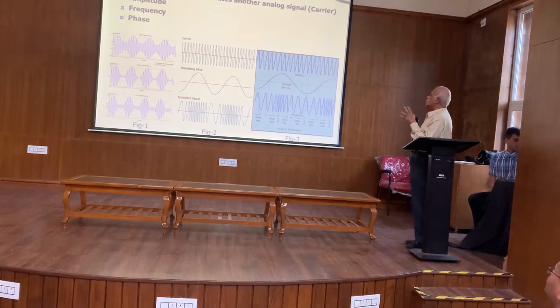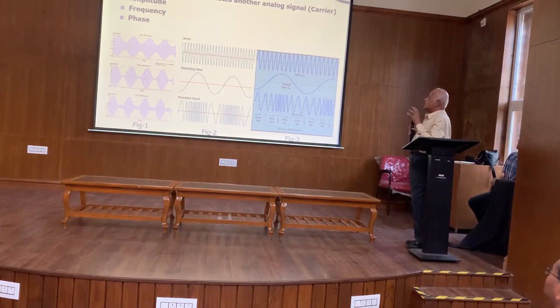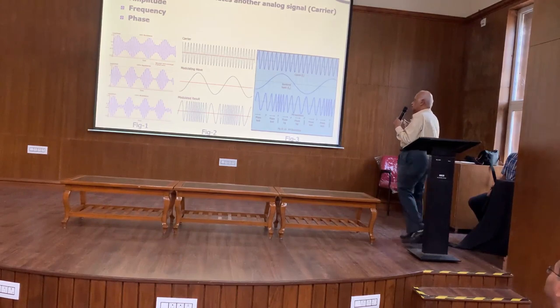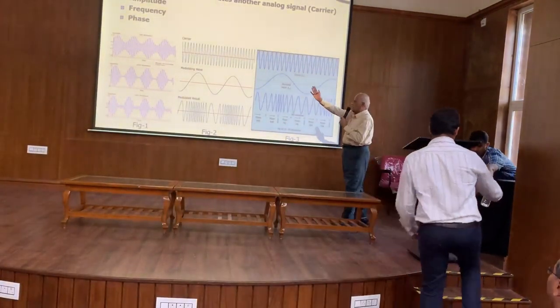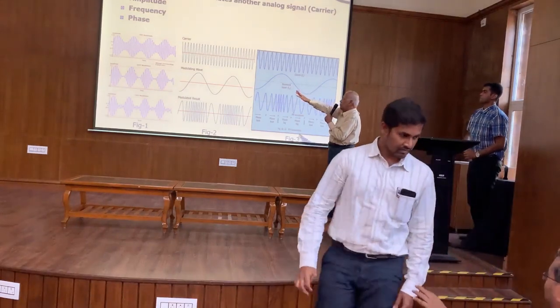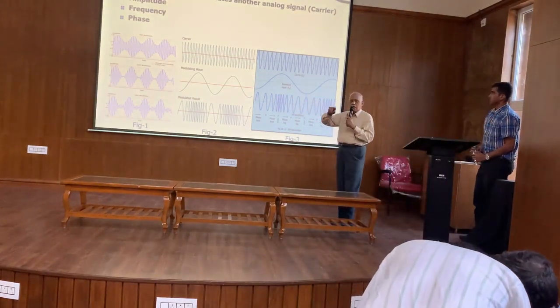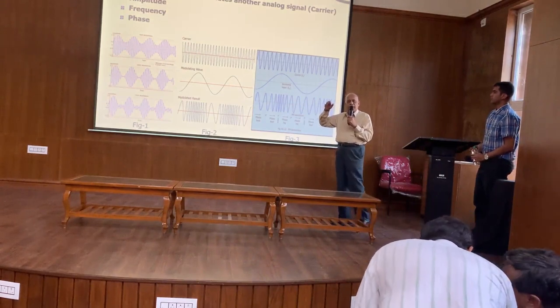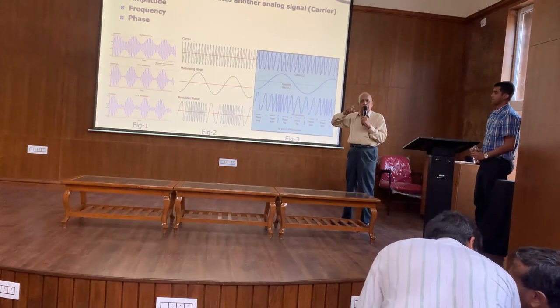Let us see each one of them. The analog modulation. The basic signal, which is an analog signal, modulates another analog signal, which is called a carrier, which is at a high frequency level. Then you get different types of modulation: amplitude modulation, frequency modulation, and phase modulation. The left side is an example of amplitude modulation. The amplitude of the carrier varies as per the level of the baseband signal.